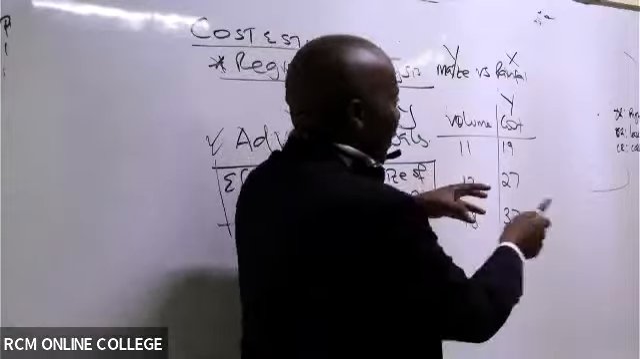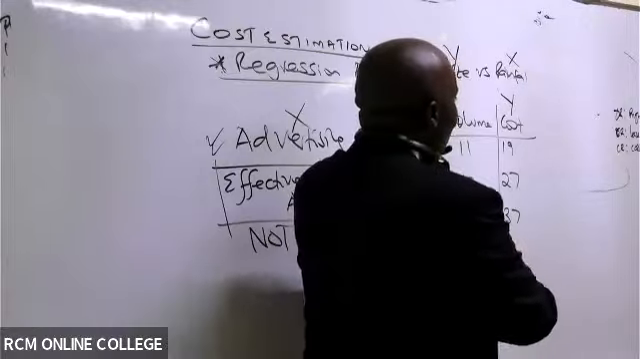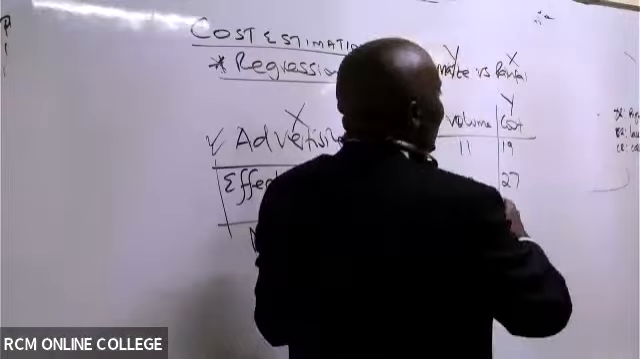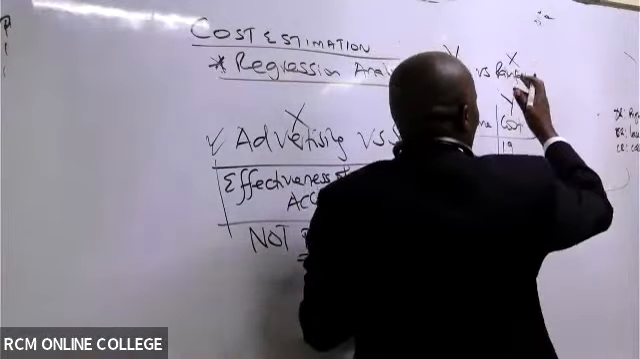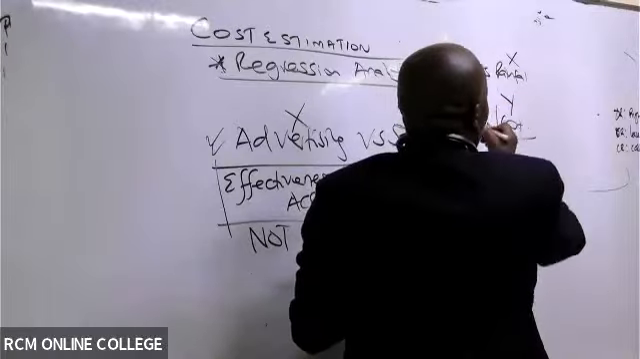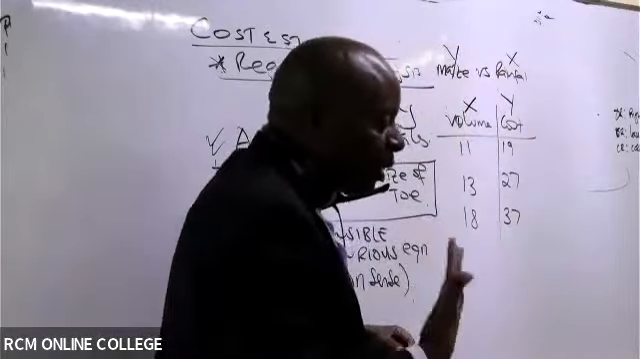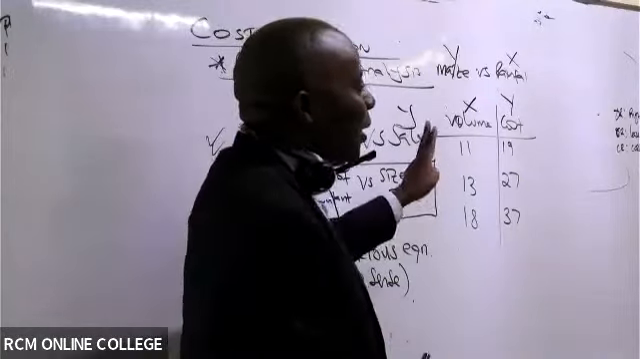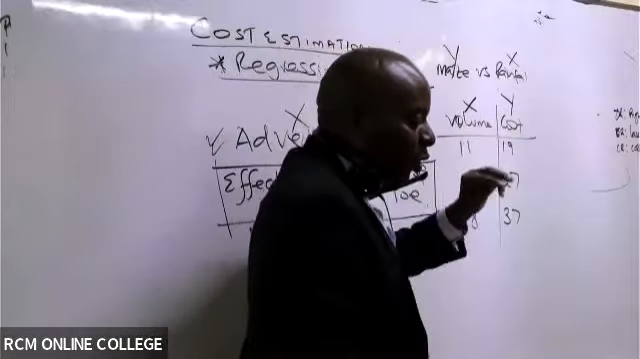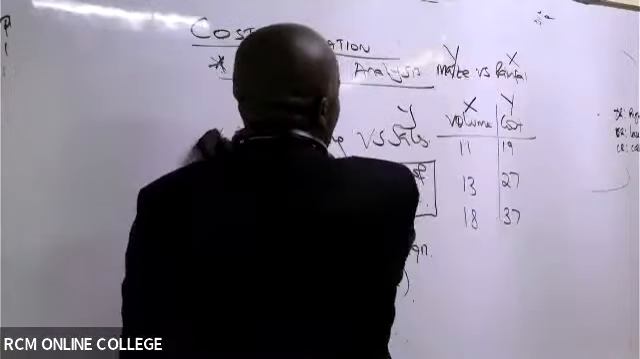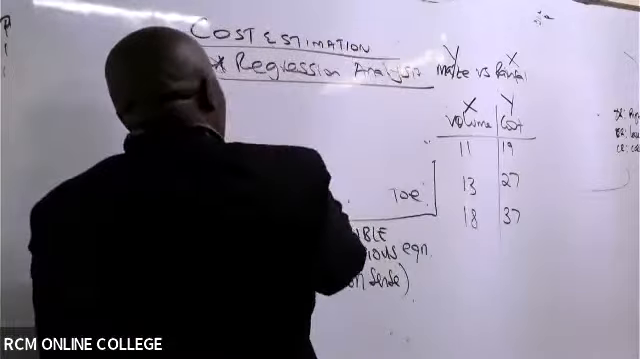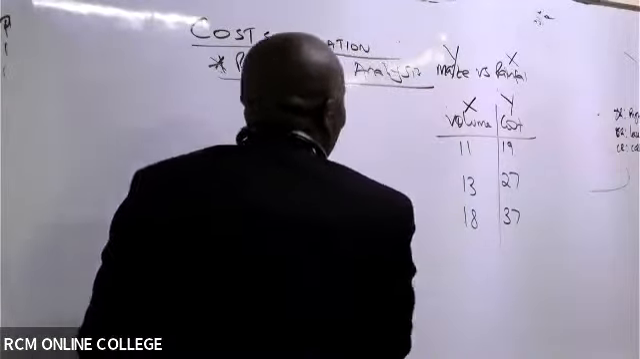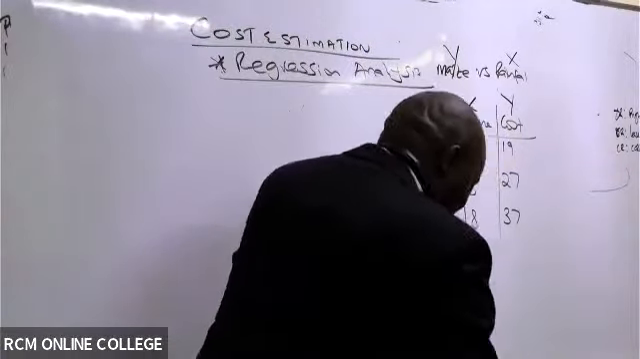These ones are connected. They are related because the more we produce in volume, the more the cost we expect. So automatically the cost is the one being influenced. So cost goes to Y, volume becomes X. For me to do regression of this, I have to introduce two additional columns. Do you know them? XY and X squared.